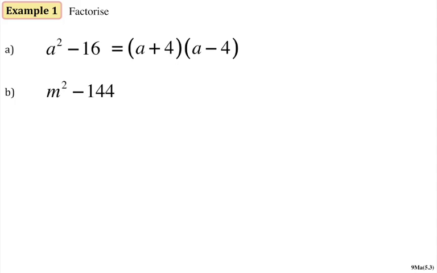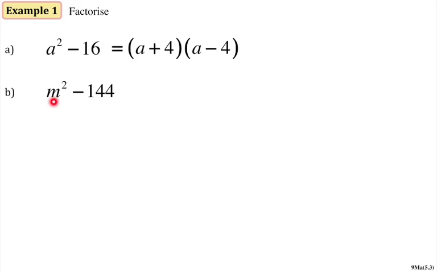Do we have a difference of two squares? Well, there's my difference, there's my minus sign, there's two terms. Are they both squared? Well, there's a squared there. Is 144 a perfect square? Yes, it is, because 12 times 12 is 144. And because 12 times 12 is 144, this is a difference of two squares which will factorize. Each bracket will begin with the letter M and end with the number 12, because 12 times 12 is 144.